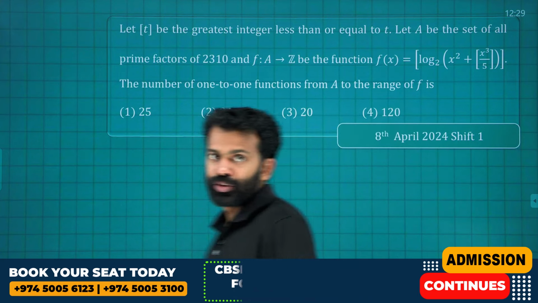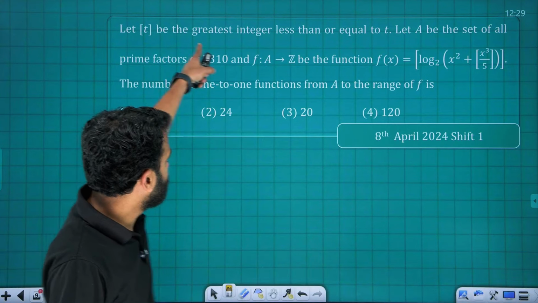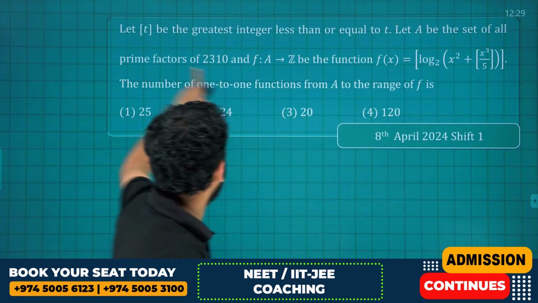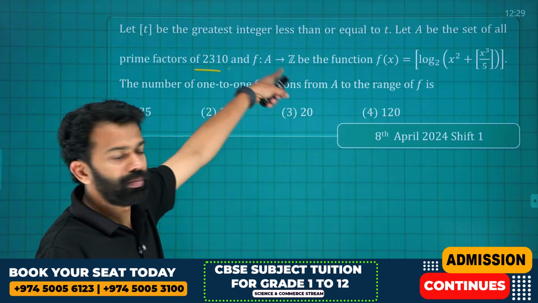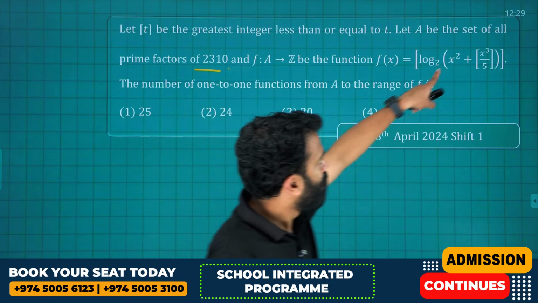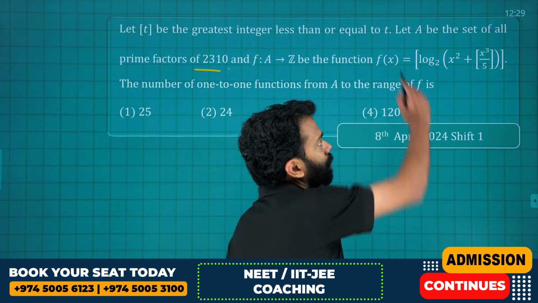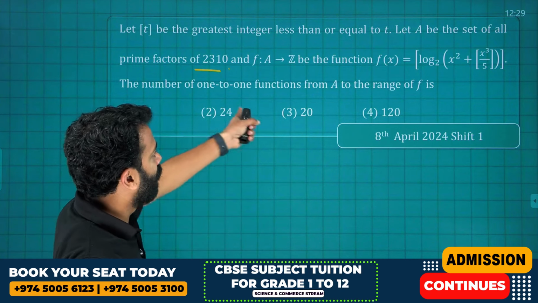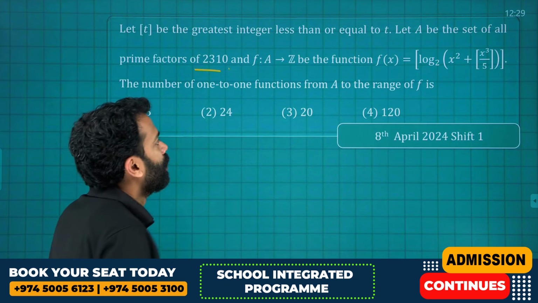Yeah, interesting one. Let the greatest integer function, box T, be the greatest integer less than or equal to T, and A be the set of all prime factors of 2310. Let f defined from A to integers be the function f(x) = box of log base 2 of (x square plus x cube by 5). The number of one-one functions from A to the range of f is, yeah.